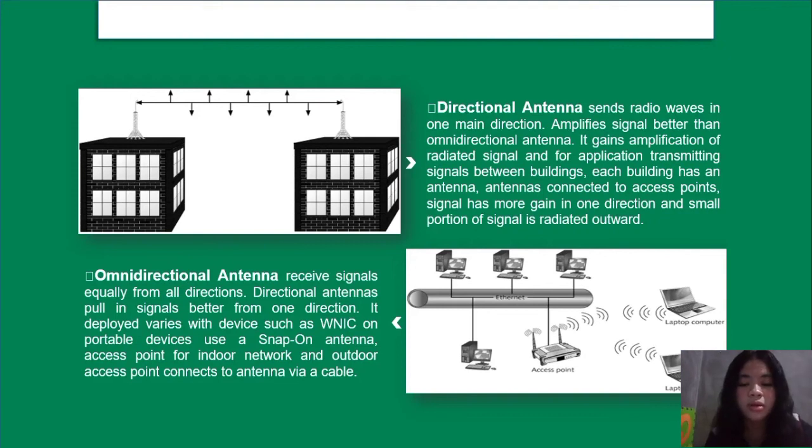Omnidirectional antenna receive signals equally from all directions. Directional antennas pull in signals better from one direction. It deployed varies with devices such as WNIC on portable devices. Use a snap-on antenna access point for indoor network and outdoor access point. Connects to antenna via a cable.